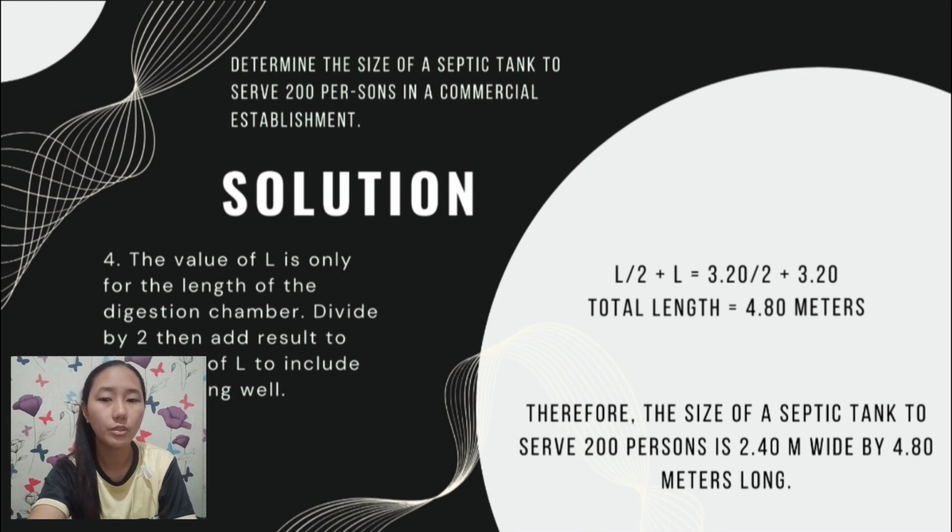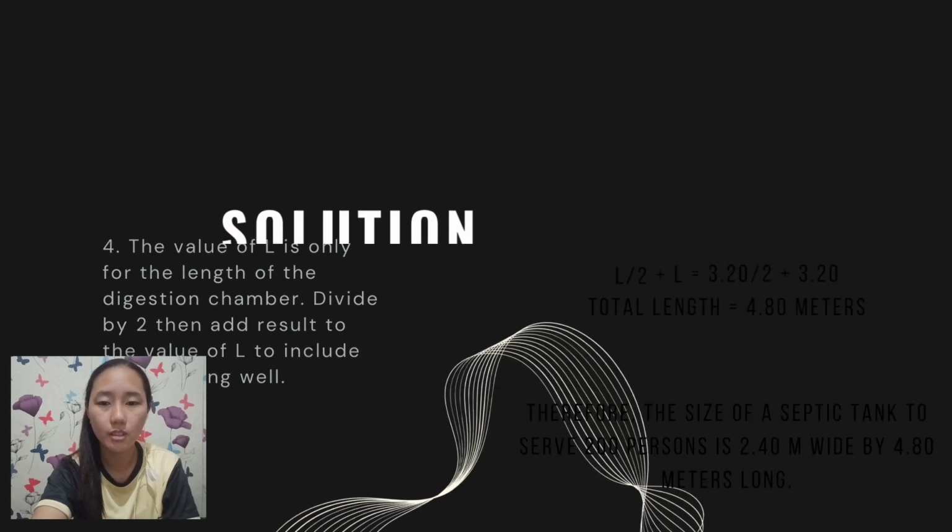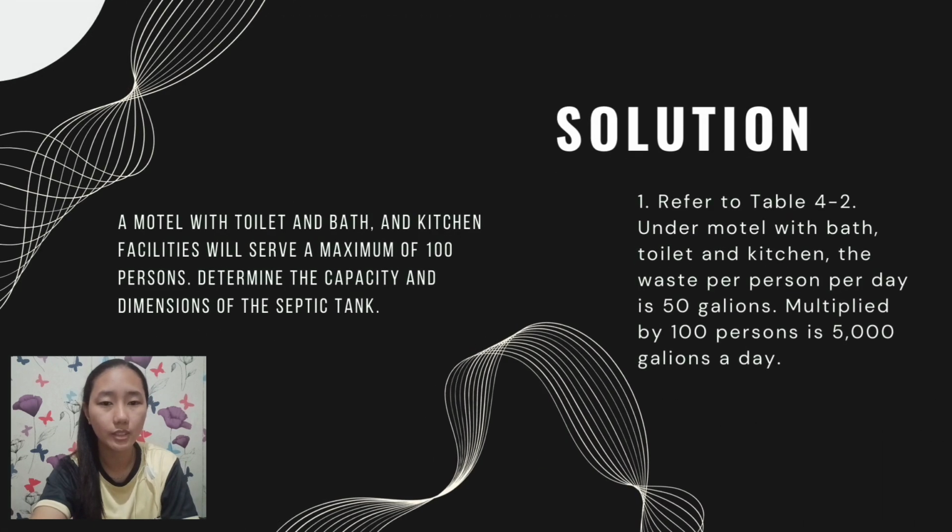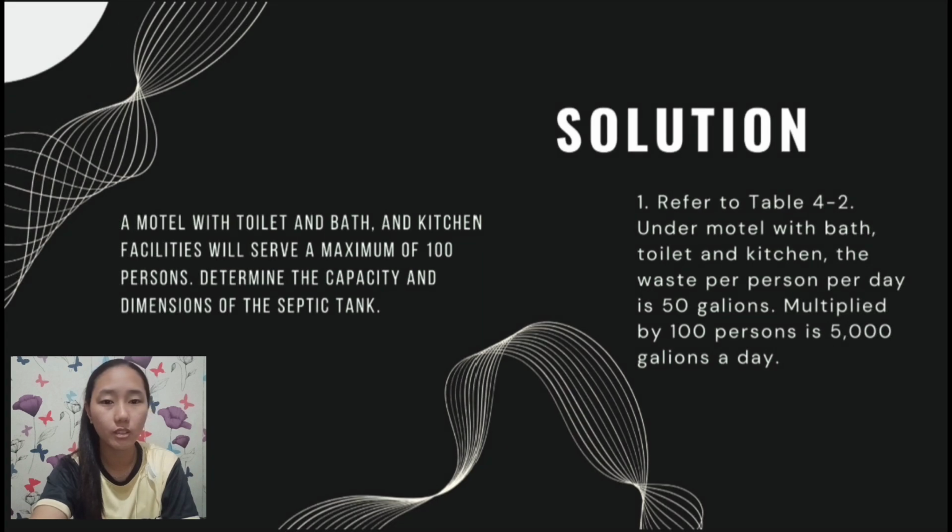So, L over 2 plus L equals 3.20 over 2 plus 3.20. So, the total length is equal to 4.80 meters. Therefore, the size of a septic tank to serve 200 persons is 2.40 meters wide by 4.80 meters long. Next, another problem. A motel with toilet and bath and kitchen facilities will serve a maximum of 100 persons. Determine the capacity and dimensions of a septic tank.